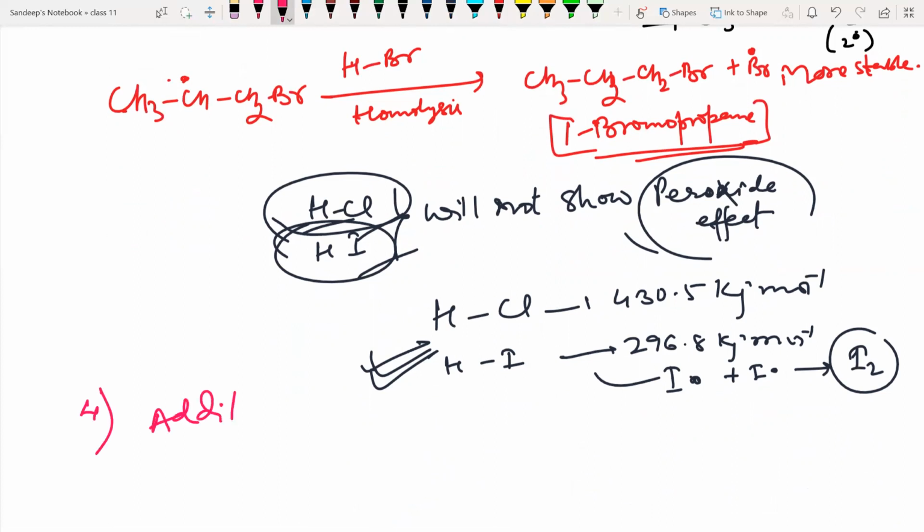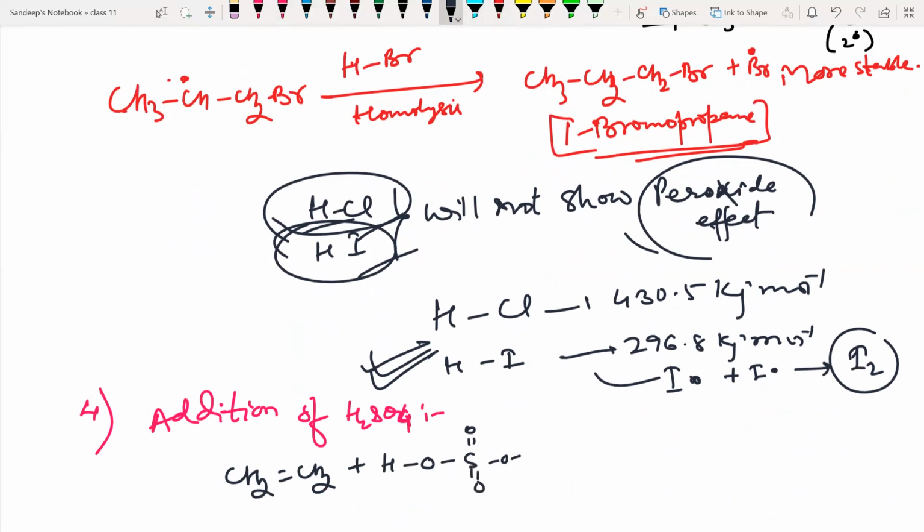Addition of sulfuric acid. So when ethene reacts with sulfuric acid, it forms ethyl hydrogen sulfate.